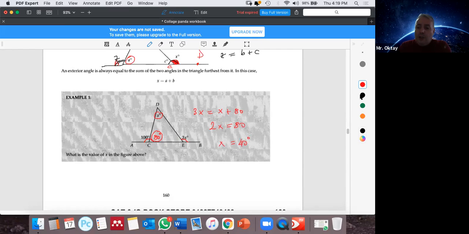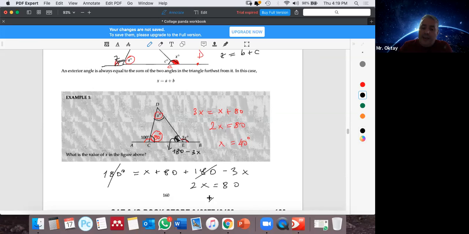That's it. If you don't know this, what can you do? It is very long, but if this is 3x, you can say that this is 180 degrees minus 3x. So you know one interior angle, another interior angle, another interior angle. The sum of all the interior angles is 180: x plus 80 plus 180 minus 3x, and simplify, x and negative 3x, negative 2x, take it to the other side, 2x is 80, x is 40. So no need to do these long operations.